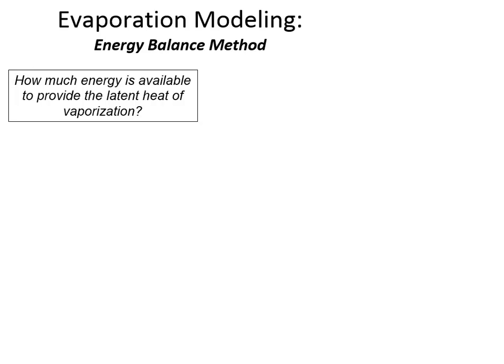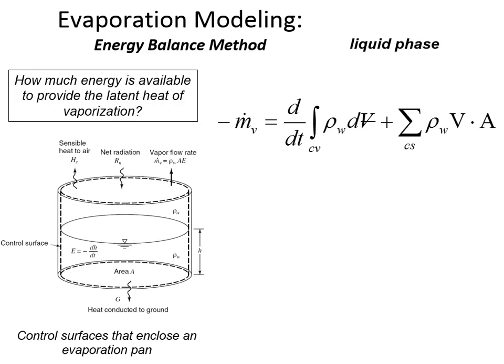The energy balance method is looking at just how much energy is available to vaporize water. What's the latent heat of vaporization limiting? If you had some pan, or if you take an element of water, maybe this is just some certain part of a lake, and you want to keep track of the mass that's lost to evaporation.